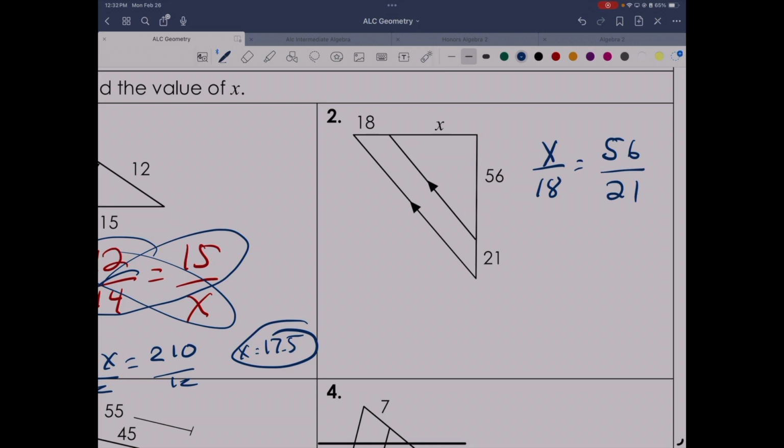Now again, this only works if these two lines are parallel. If those two lines are not parallel, this does not work. Those lines have to be parallel to each other.